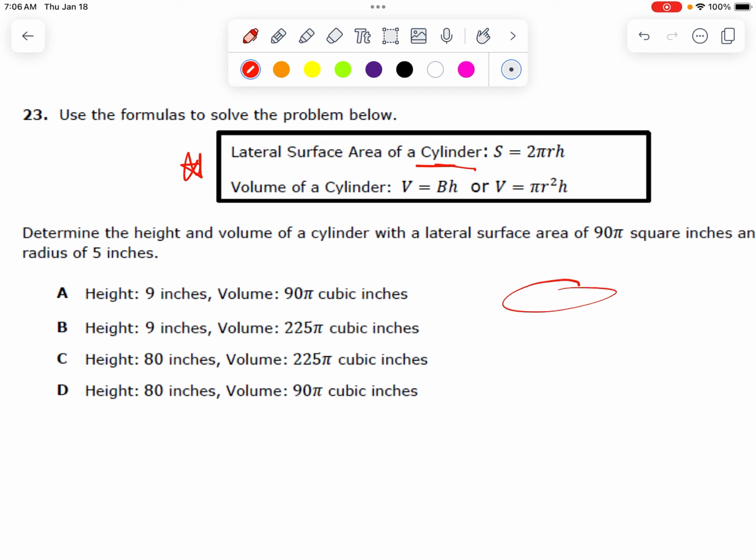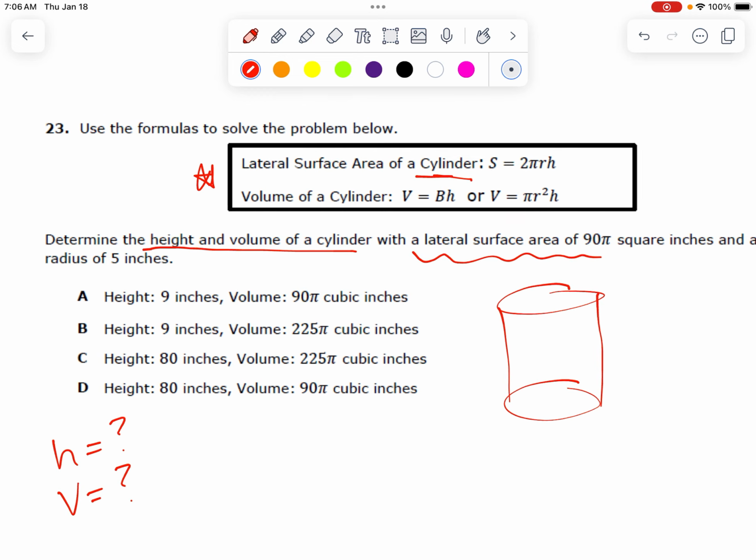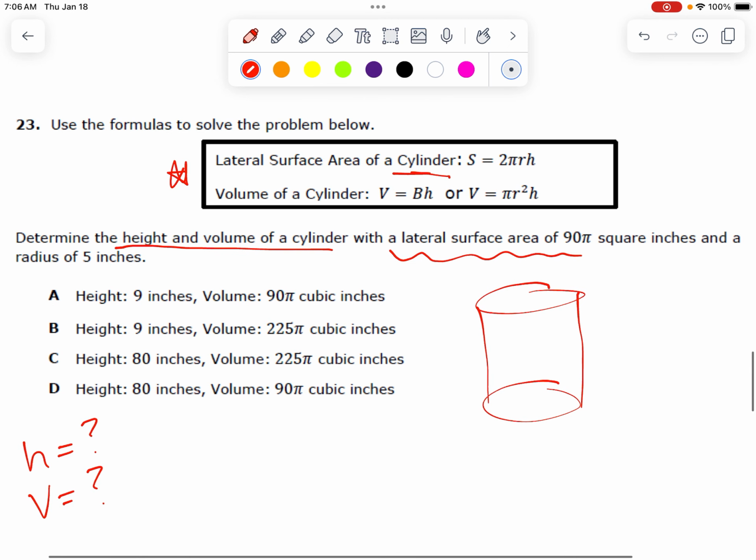Draw us a little cylinder. There we go. It says determine the height and the volume of a cylinder. So we need to figure out what is the height and what is the volume of a cylinder with a lateral surface area of 90 pi square inches, and it has a radius of 5 inches. So we can go over here and put a radius of 5.